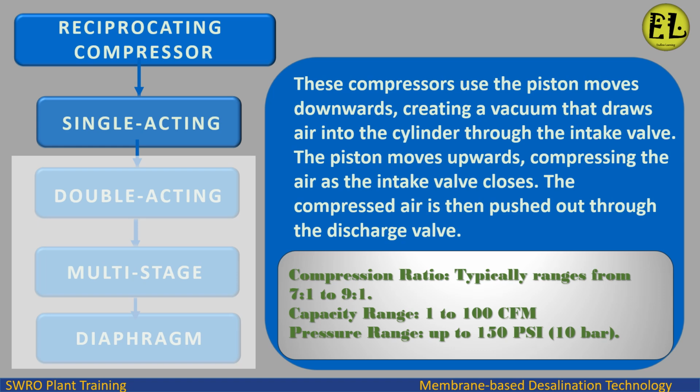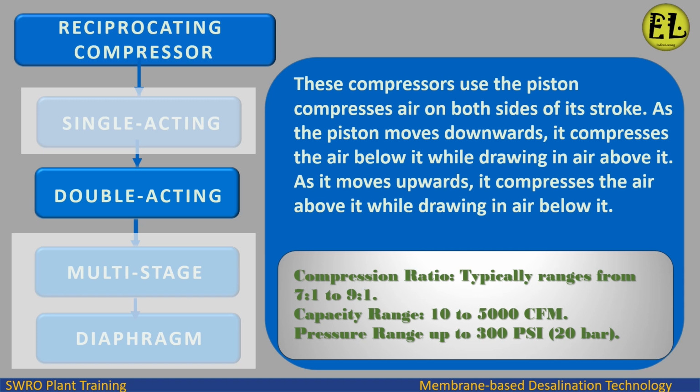Compression ratio typically ranges from 7:1 to 9:1. Capacity range, 1 to 100 CFM. Pressure range up to 150 PSI, 10 bar.